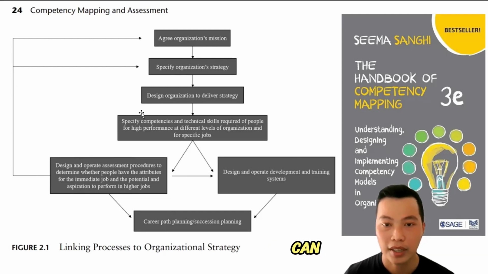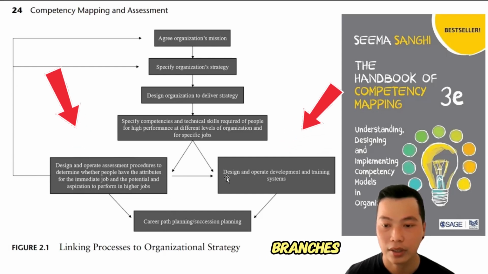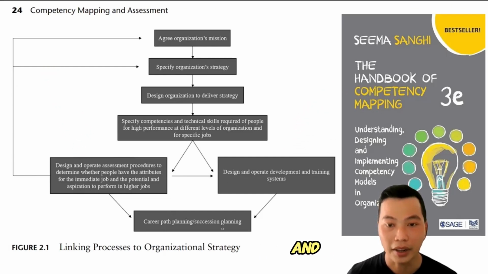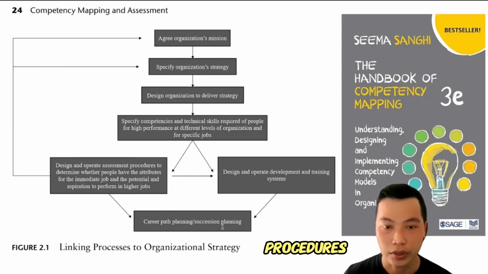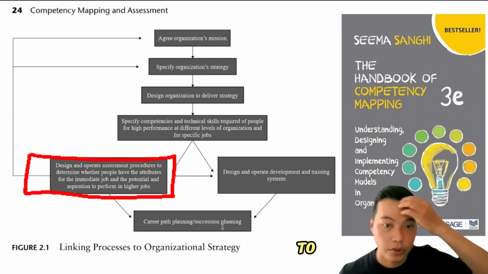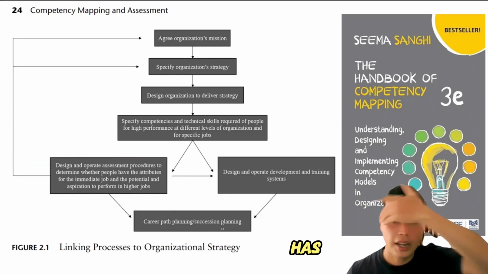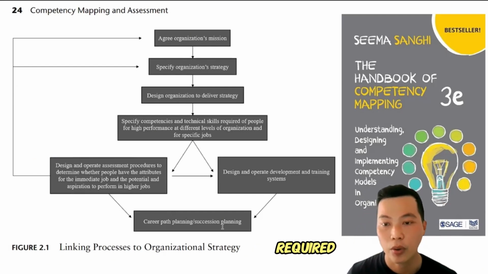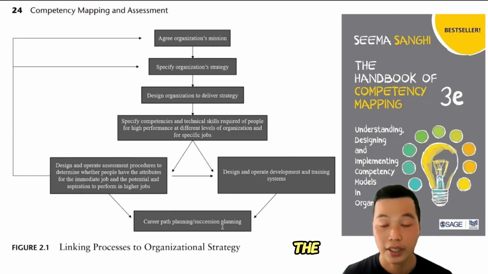And next, we can see there's two branches. Branch 1, design and operate assessment procedures. The objective is to determine whether a person has the competencies required for their current job and whether they have the potential to move into higher roles. So competencies are not only for recruitment, they are also for evaluating potential.